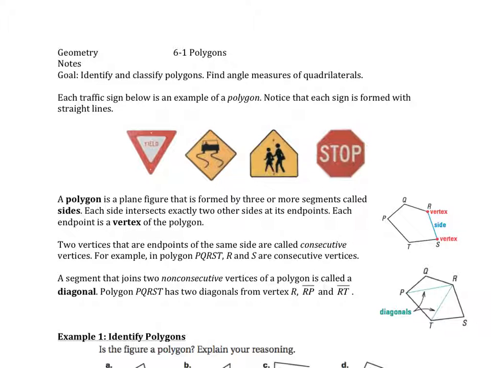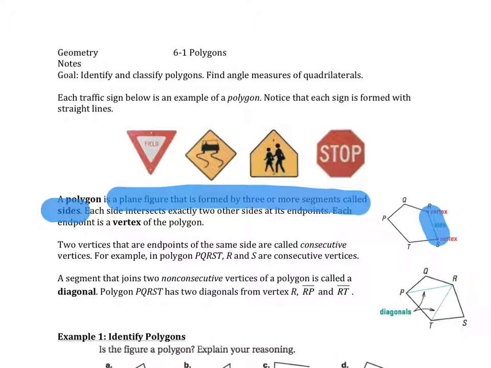So a polygon is a figure that's formed by 3 or more segments. They're called sides. Okay? Each side intersects exactly 2 other sides at their endpoints, called a vertex.